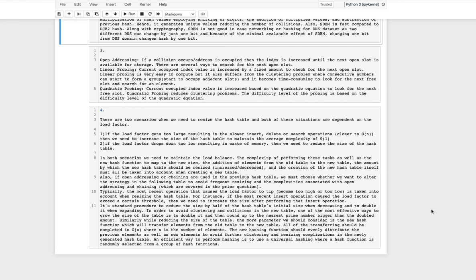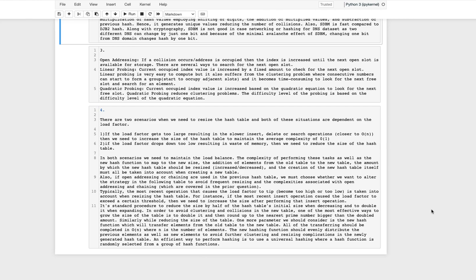Also, if open addressing or chaining was used in the previous hash table, we must choose whether we want to alter the strategy in the new table to avoid frequent resizing and the complexity associated with open addressing and chaining, which was covered previously. Typically, the most recent operation that causes the load factor to tip is taken into account when resizing the hash table.